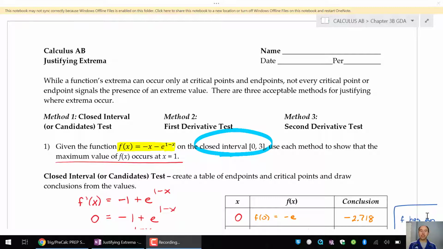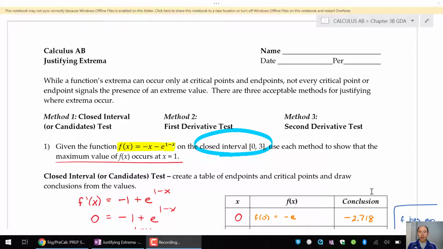So what I'd like to do is review the three tests in this video and then end by showing you one example of each test so you can sort of see them in action. And it's important to remember that extrema on functions will only occur at critical points and endpoints, but the presence of a critical point or an endpoint doesn't guarantee the existence of any type of extreme value. There's a little bit more detective work to do.